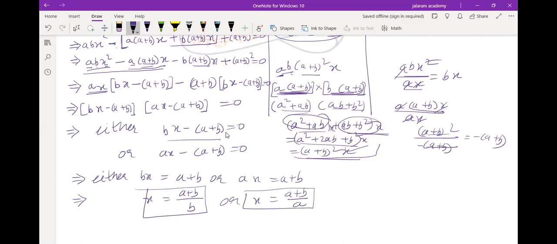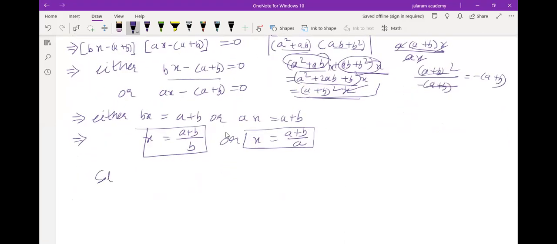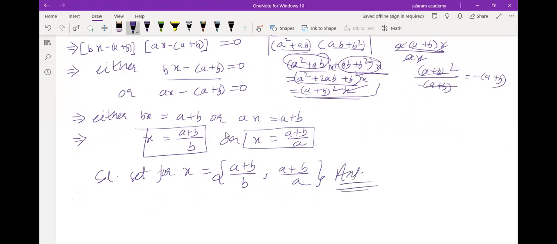So the solution set for x equals (a plus b) upon b, comma, (a plus b) upon a, which is the answer. Is that clear to everyone? Yes, sir. Okay.